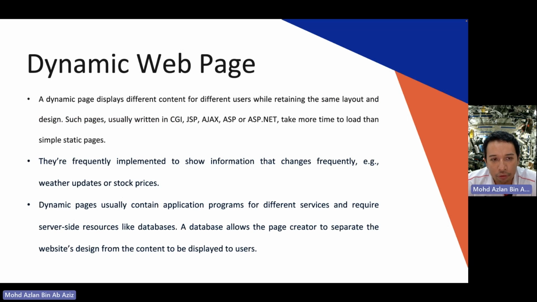Dynamic web pages differ from the front-end static web pages because they are dynamic and deal with different kinds of technologies such as CGI, GSP, AJAX, ESP, or ASP.NET. They sometimes take more time to load because they need to be compiled from time to time according to the response, because they can show information that changes frequently, such as weather updates or stock prices. Dynamic pages usually contain application programs for different services and require server-side resources like a database. The database allows the page creator to separate the web design from the content to be displayed to users.